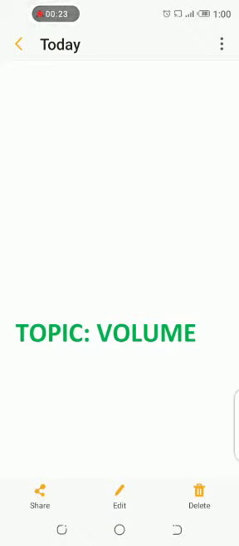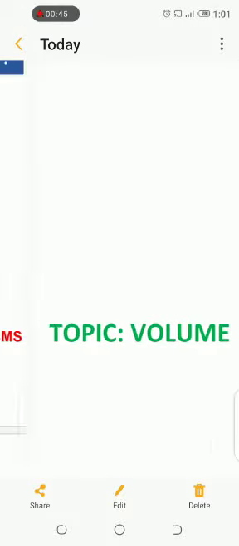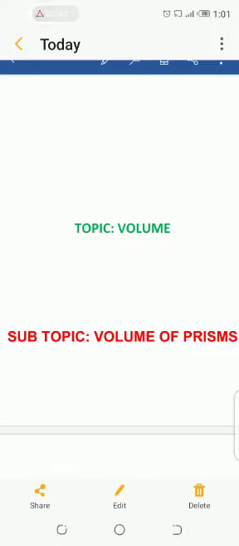Volume is a broad topic that cuts across the basic 5, 6, GSS 1 to 3, even SS class in mathematics. But for the scope of our study today, we are taking into consideration the volume of prisms. And this is limited to basic 5, basic 6, GSS 1, 2, and even GSS 3.